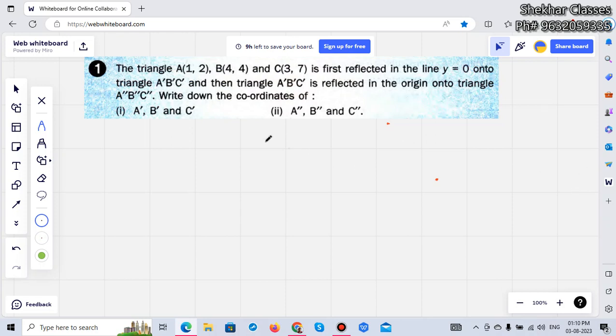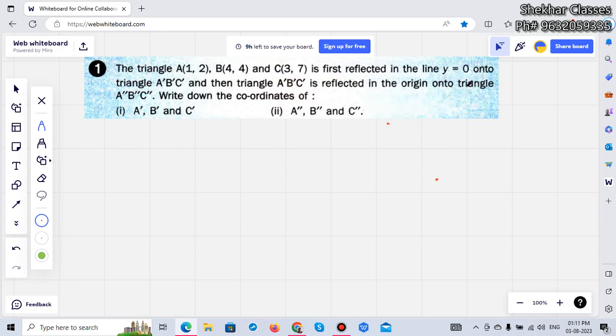The triangle ABC, A has coordinates 1 comma 2, B has 4 comma 4, C has 3 comma 7, is first reflected in the line y is equal to 0 onto triangle A dash B dash C dash. It means that there is a triangle ABC having 3 vertices, all with certain coordinate values. So that is getting reflected in the line y is equal to 0.